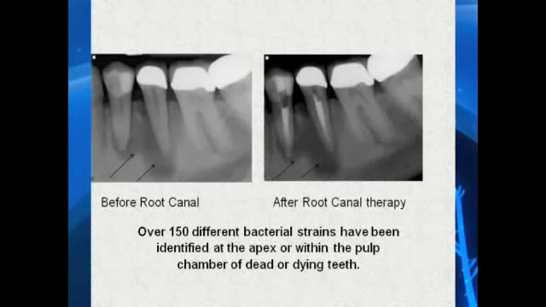Here I have an x-ray on the left of 2 teeth that have apparently abscessed. On the right, those 2 teeth have been treated with root canal therapy. You will notice that the bone around them is still dark. It's assumed that doing the root canal treatment will totally take care of all of the infection in the bone. Realize that there are over 150 different bacterial strains that have been identified at the tip or apex or within the pulp chamber of dead or dying teeth.